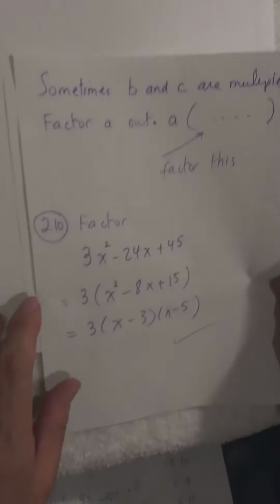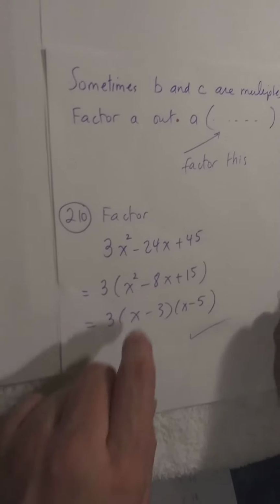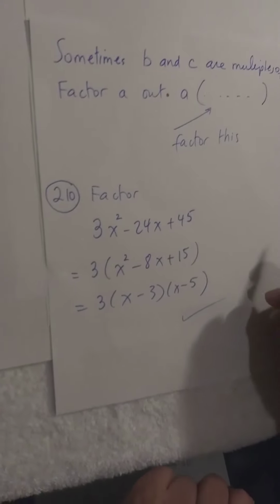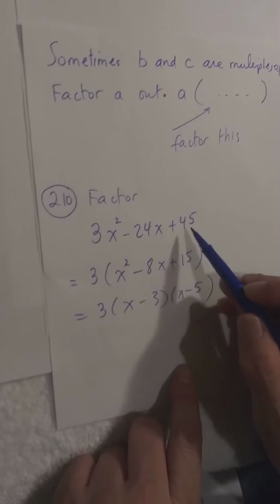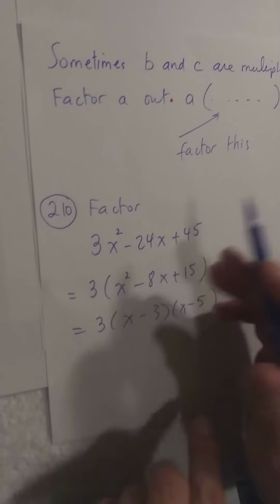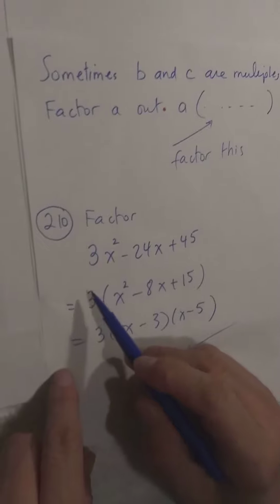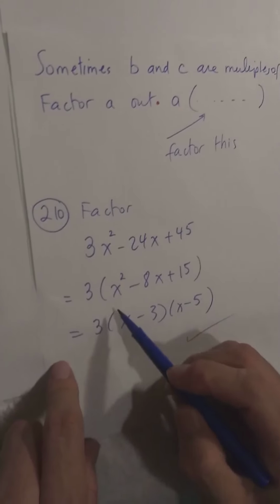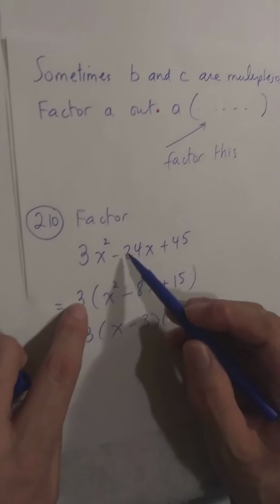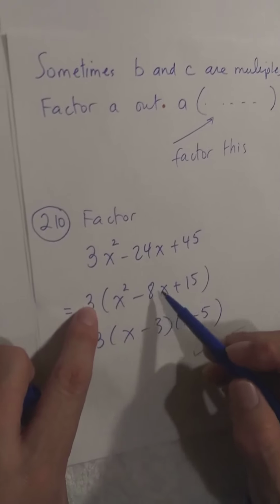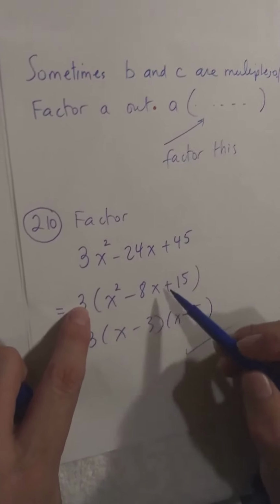And here's an example. Factor 3x squared minus 24x plus 45. So 24 and 45 are both divisible by 3, so take out a 3. It'll be 3 times parentheses, which leaves us with x squared, minus 24 divided by 3 is minus 8, plus 45 over 3 is plus 15.